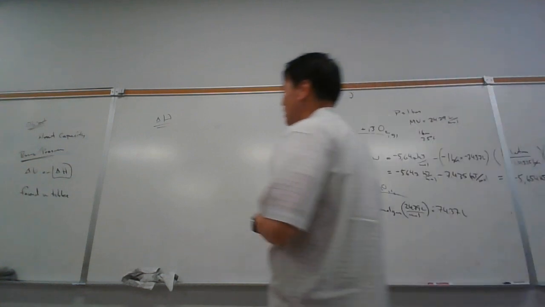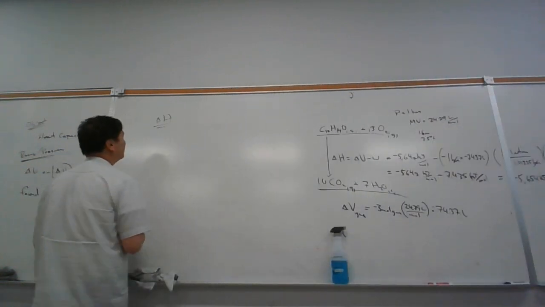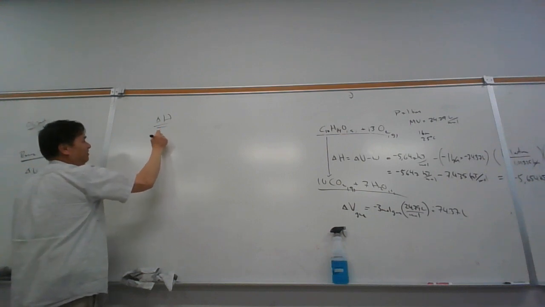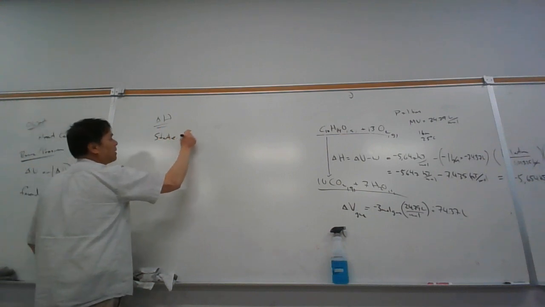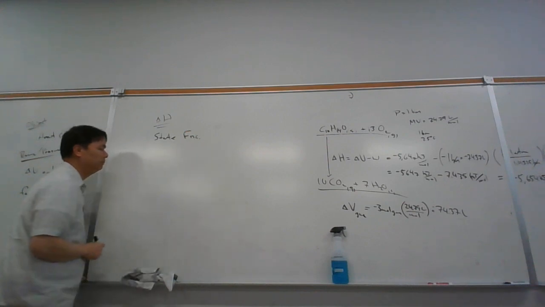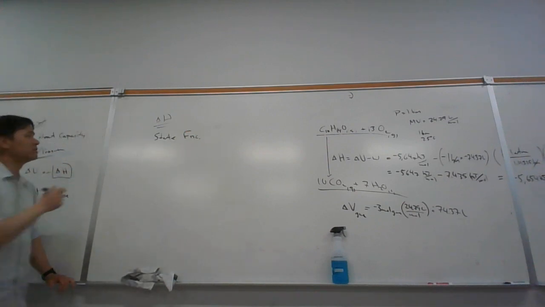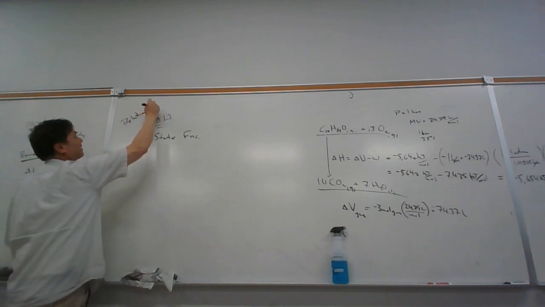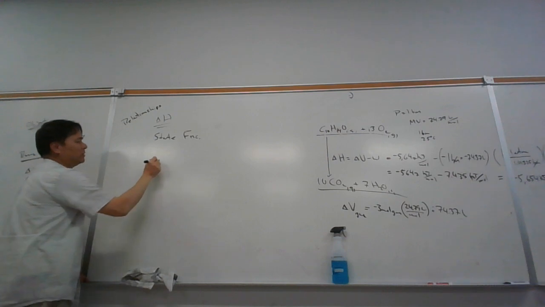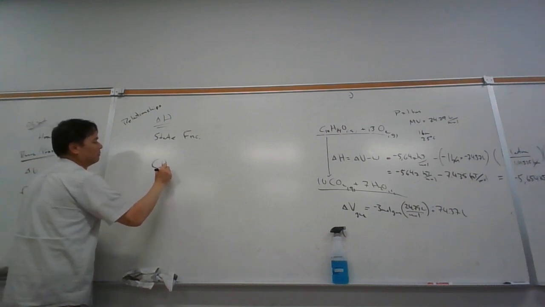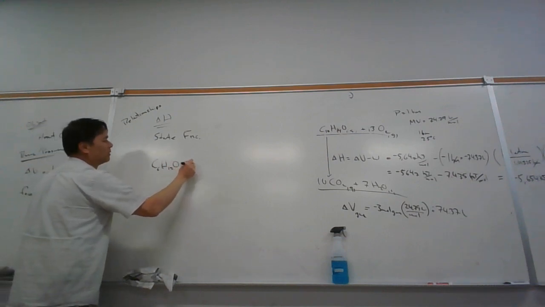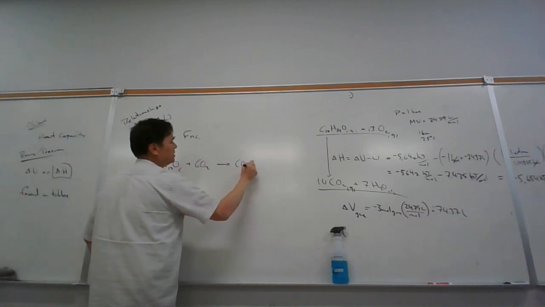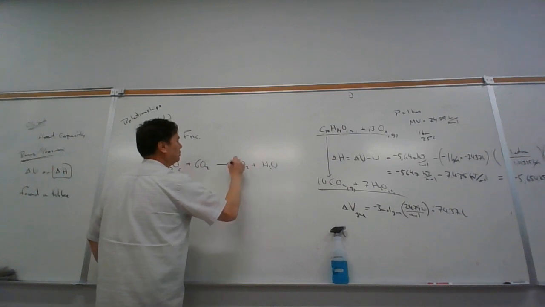And so let's talk about delta H. The first thing is delta H is a state function. And so it doesn't matter what the path is. And so these are some relationships with delta H. So if we have glucose, C6H12O6, and we burn it with 6O2, it's going to yield CO2 and water.